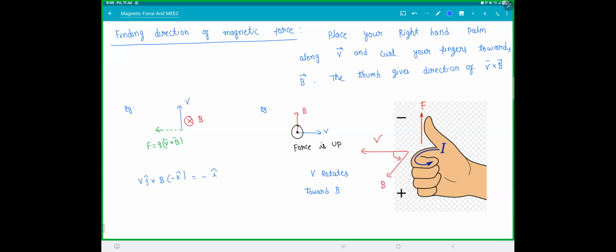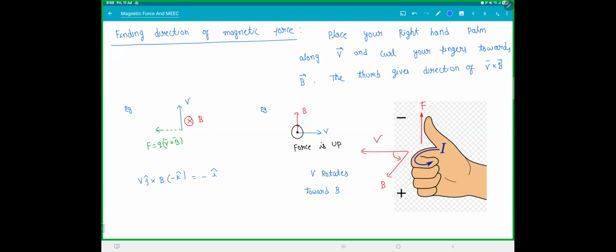Look at three fingers: the thumb, the index finger, and the middle finger. Thumb is your first finger, and the second is the index finger. So we have three fingers like a gun. Now look at the directions here. Your index finger will be velocity, the middle finger will be magnetic field, and the thumb will be the force, like a gun.